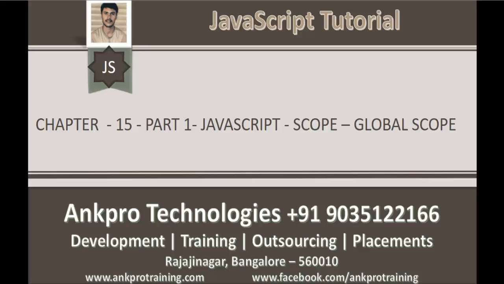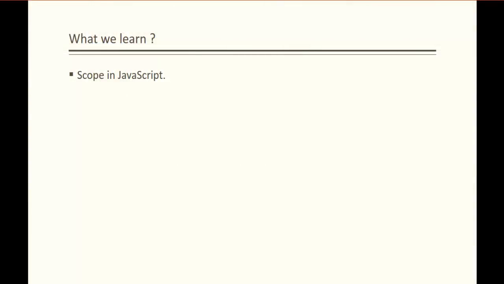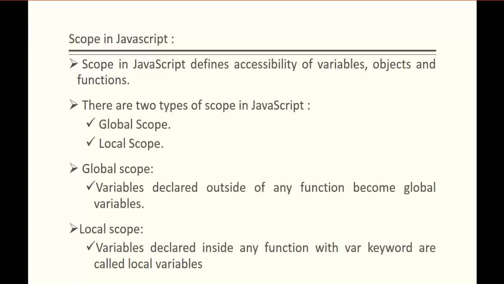My name is Harish. In this session, we are going to learn about scope in JavaScript. Scope in JavaScript defines the accessibility of variables, objects, and functions. There are two types of scope in JavaScript: one is the global scope and the other one is local scope. First, let me make you understand what is global scope.